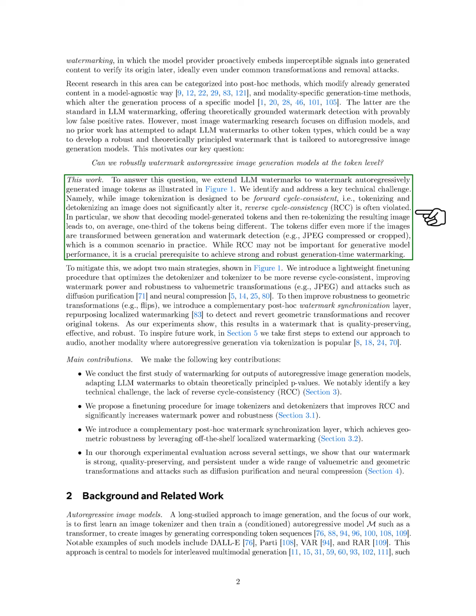To address this question, we extend language model watermarks to the tokens generated by autoregressive image models. We identify a significant technical challenge. While the process of tokenizing and detokenizing an image is designed to maintain consistency, the reverse process often fails. We find that when we decode model-generated tokens and then re-tokenize the resulting image, about 1/3 of the tokens change. This issue worsens if the images undergo transformations, like compression or cropping, which is common in practice. Although this reverse cycle consistency, RCC, may not affect model performance, it is essential for effective watermarking.